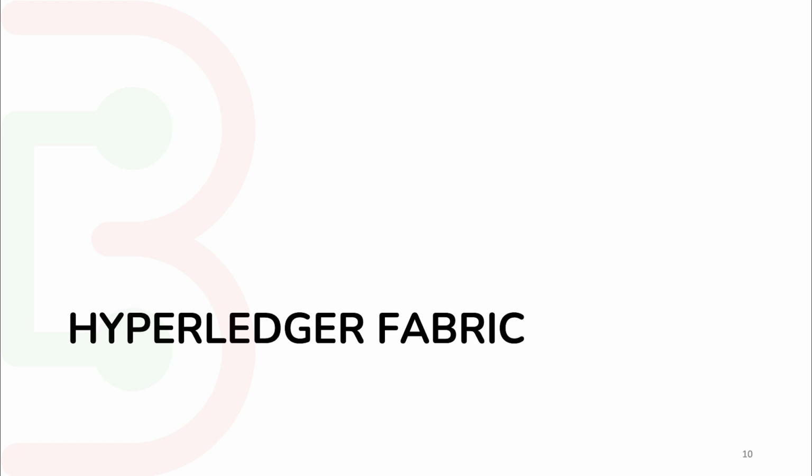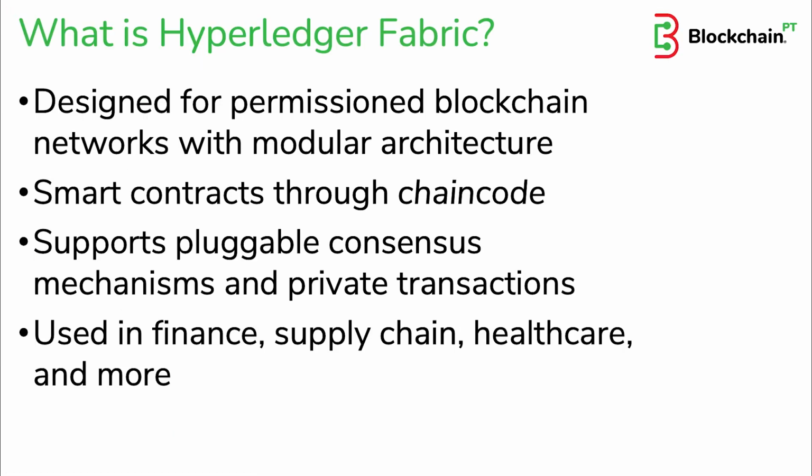Hyperledger Fabric. Let's give some attention to Hyperledger Fabric due to its wide usage for implementing blockchain-based solutions. What is Hyperledger Fabric? Hyperledger Fabric is designed for permissioned blockchain networks with modular architecture. It supports pluggable consensus mechanisms, Raft is the recommended one, and private transactions. Smart contracts are available through Chaincode and can be written in Java, Go, or Node.js to define business logic. Hyperledger Fabric is used in finance, supply chain, healthcare, and more.